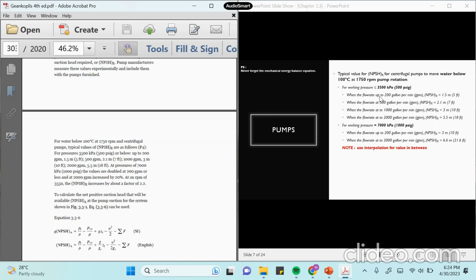Okay, so Miss, if I have a flow rate of 100 GPM, the working pressure is 2,000 kPa, I move water with a temperature of 60 degrees Celsius, and I have a pump rotation of 1,750 RPM, then what is the NPSHR? This is 1.5, because you have to see this: when the flow rate is up to 200 GPM, so below 200 GPM, then you can use this. But for this, it's actually at, not at 2, okay?